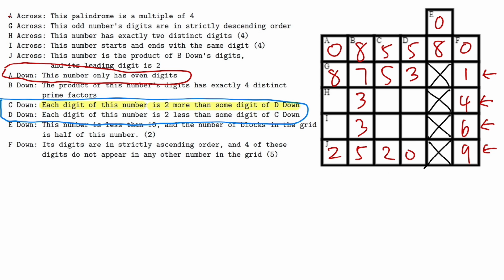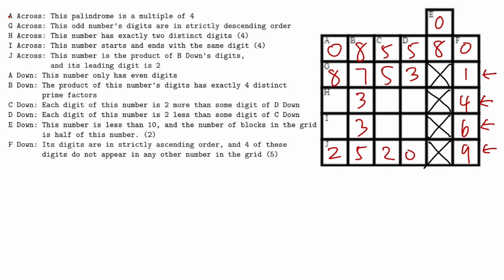Now, almost done. We really have to look at H across and also I across. H across says this number has exactly 2 distinct digits. Okay, that doesn't really do anything because I could have like 2, 3, 2, 3, or maybe something else. Let's take a look at I across. I across says this number starts and ends with the same digit. Okay, thanks, but I'm still not so sure.